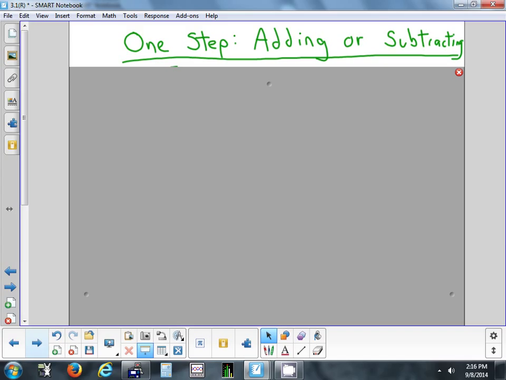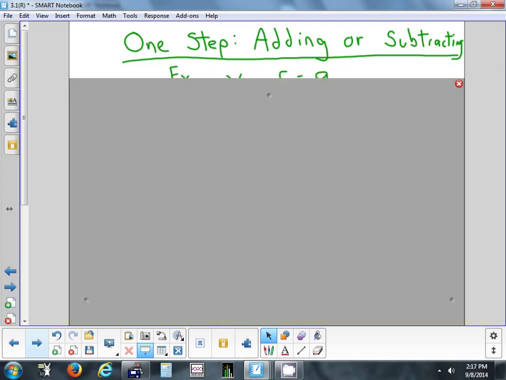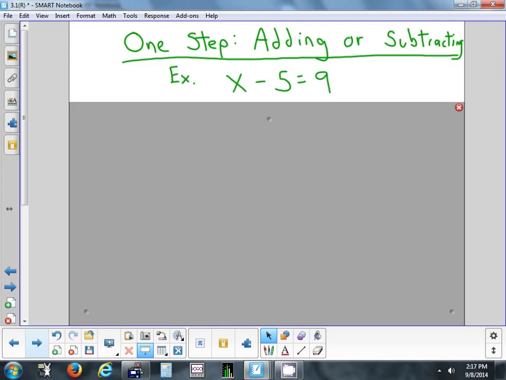So, guys, we're dealing with that first box, all right? One-step equations, adding or subtracting. I put 3.1 because it's chapter 3, section 1. It's the first thing we're going to do. So here's our example. In that first little box where it says EX, for example, I want you to write X minus 5. There's two boxes there because in the first box, we're going to do one that deals with subtraction, then we'll do one that deals with addition. So we'll give you two different examples.